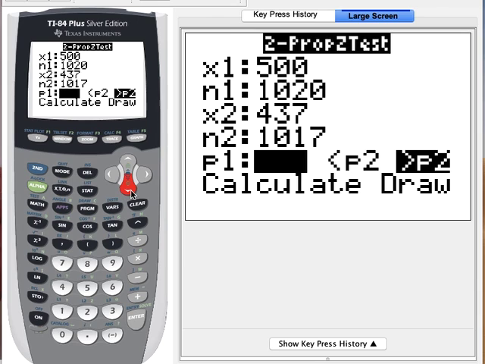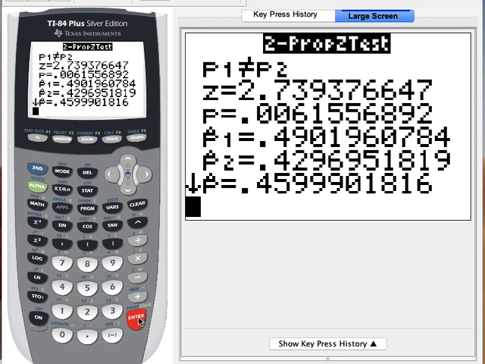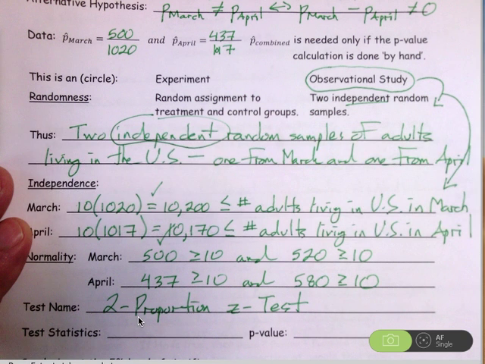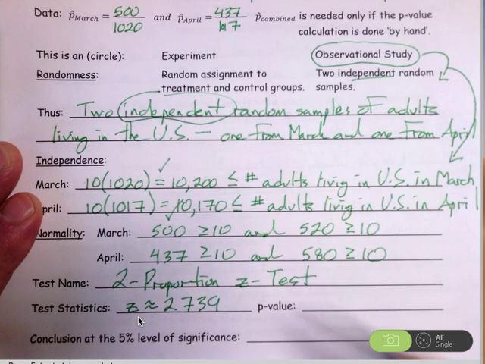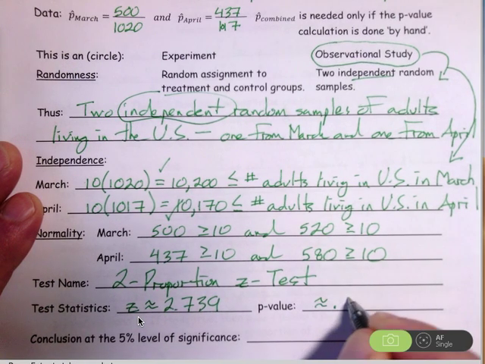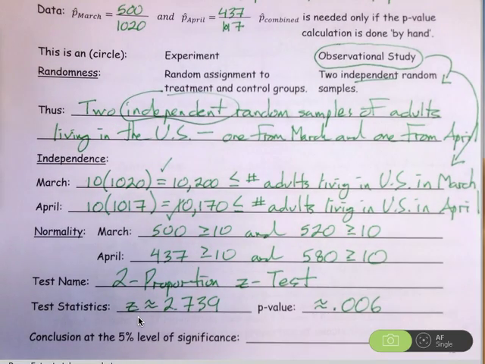So here we're looking for a two-sided alternative. We're simply looking for evidence of a difference. So there is our z-score. The z-score is 2.739, and our p-value is 0.006. So our test statistic is a z-score that was 2.739. And the p-value is approximately 0.006. So this is a statistically significant result.